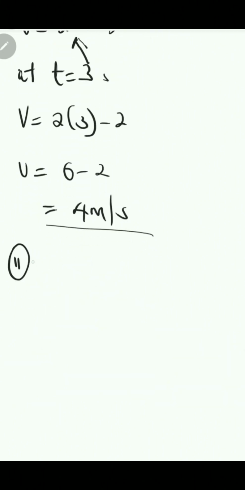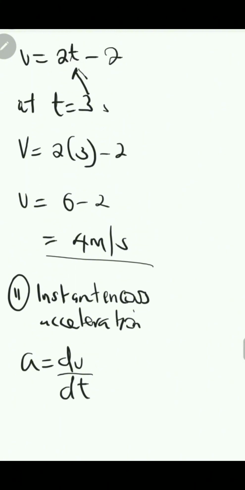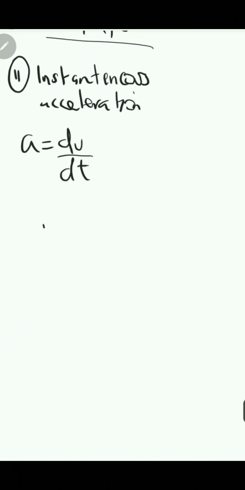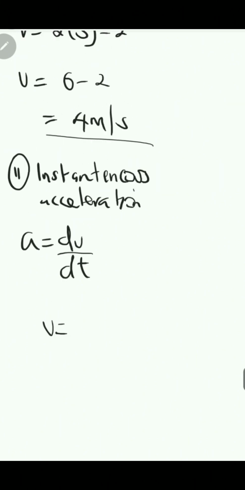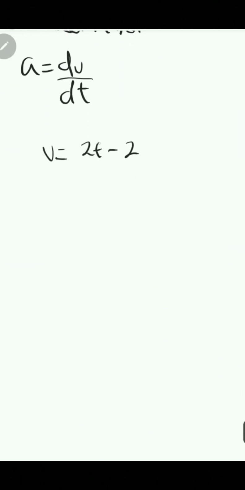Okay, like that. Now, to find the next part of the problem, which is the instantaneous acceleration, what you just have to do is to simply differentiate a function. This function is velocity, differentiated with respect to time. So differentiating v with respect to time. Our function v is the one that we just obtained in the previous problem, which is 2t minus 2.